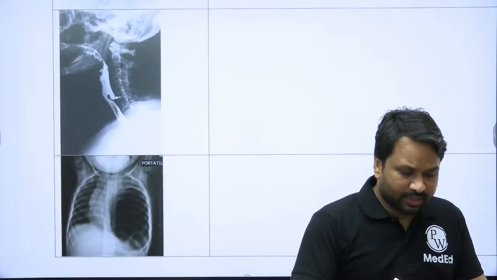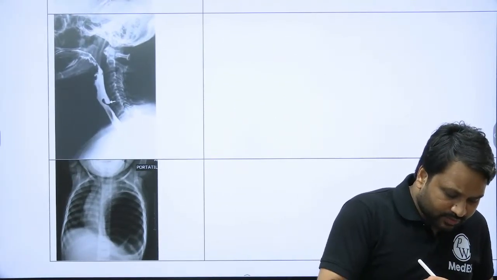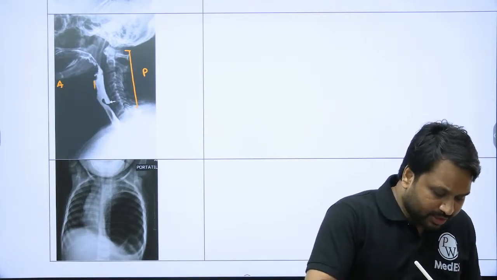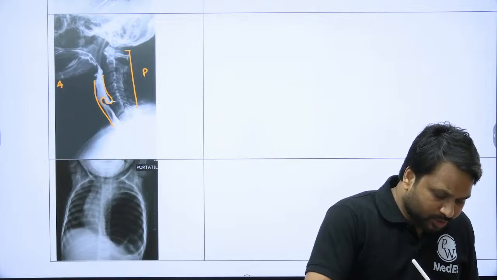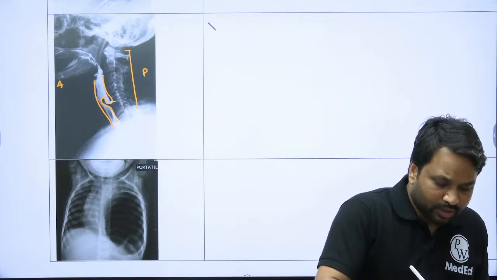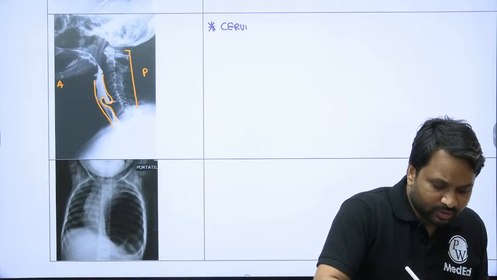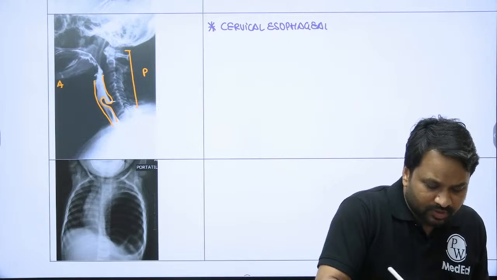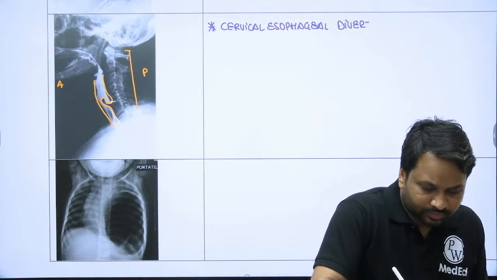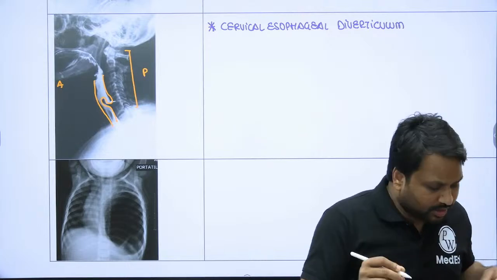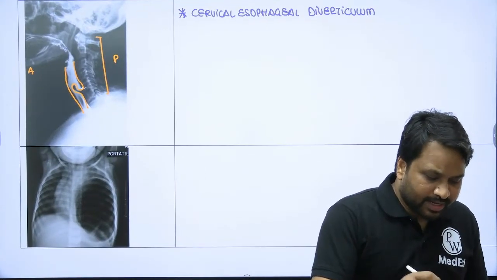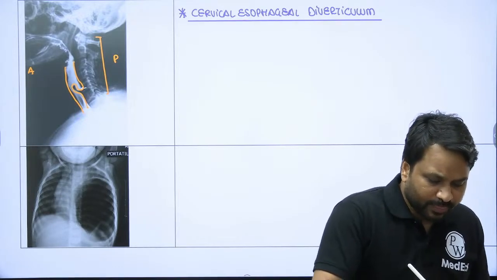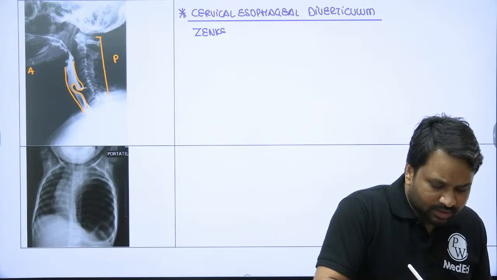Then comes here again an interesting image. Now this is the anterior surface, this is the posterior surface. You can see this is the cervical vertebra. So in the cervical region, you see on the posterior surface there is an outpouching. So this is your cervical esophageal diverticulum. As most of you have rightly pointed out, this is nothing but your Zenker's diverticulum.